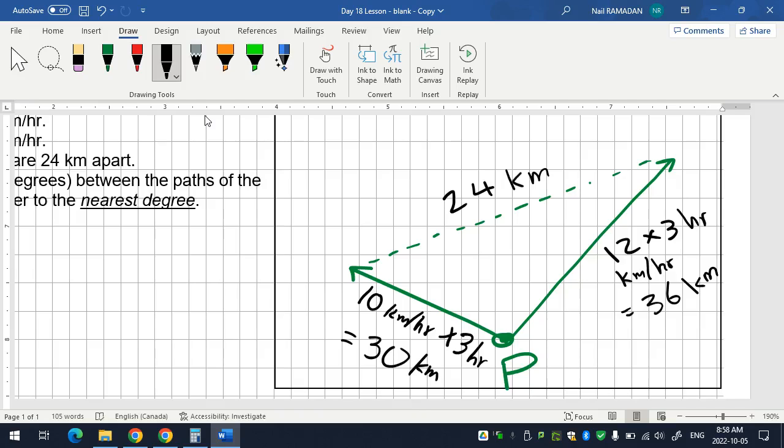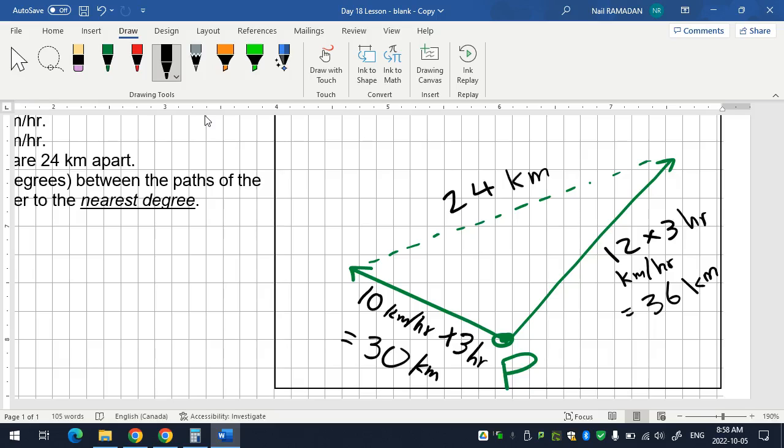Perfect. And what's the question asking us for? This angle, or this angle? What are they asking? They're asking between the paths. So right here, at what angle do they start moving away from each other? Which one is this shape? Is this A or B? Which one's moving faster? Which will mean it will move further? A. So everyone, this is the path for A.